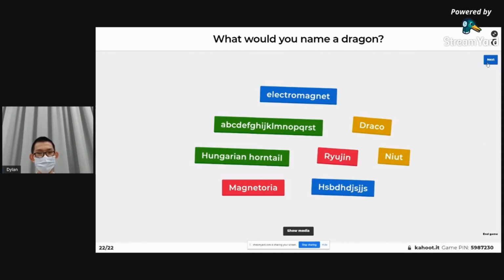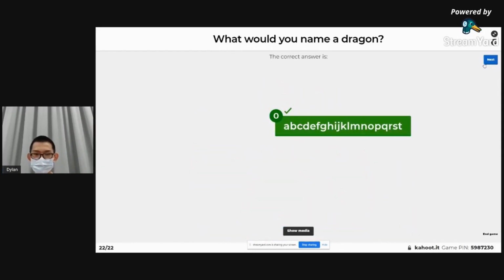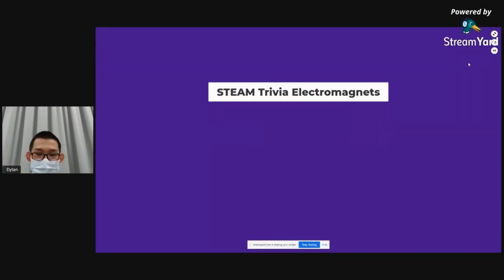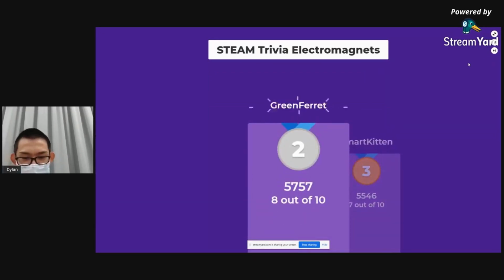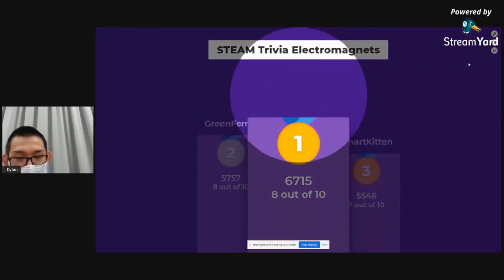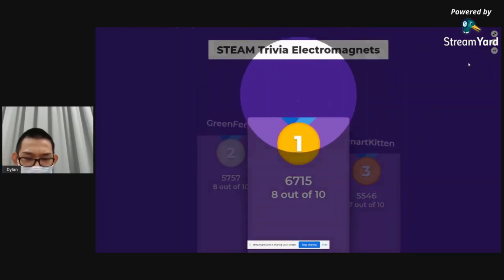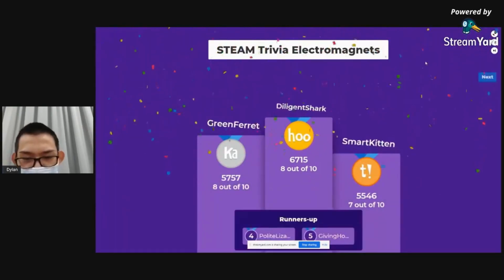And we got a variety of interesting options and choices, and well, this is our podium. In 3rd place, we have Smart Kitten. Congratulations. In 2nd place, we have Green Ferret, and in 1st place, we have Diligent Shark. Indeed, a very diligent shark, huh?